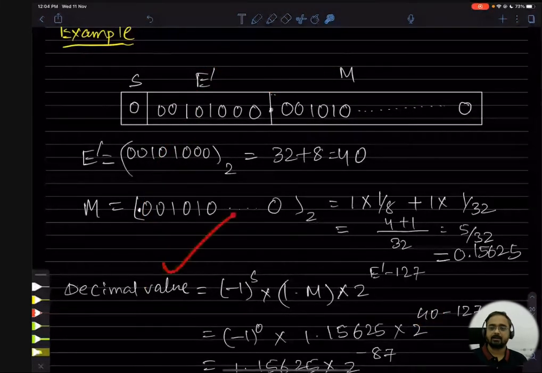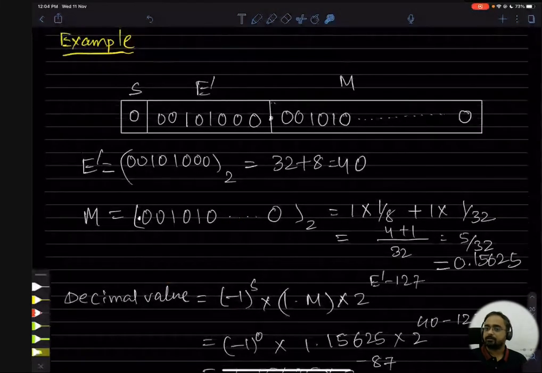Okay, any doubt in this example? If you want me to explain again, or any doubt, you can ask.